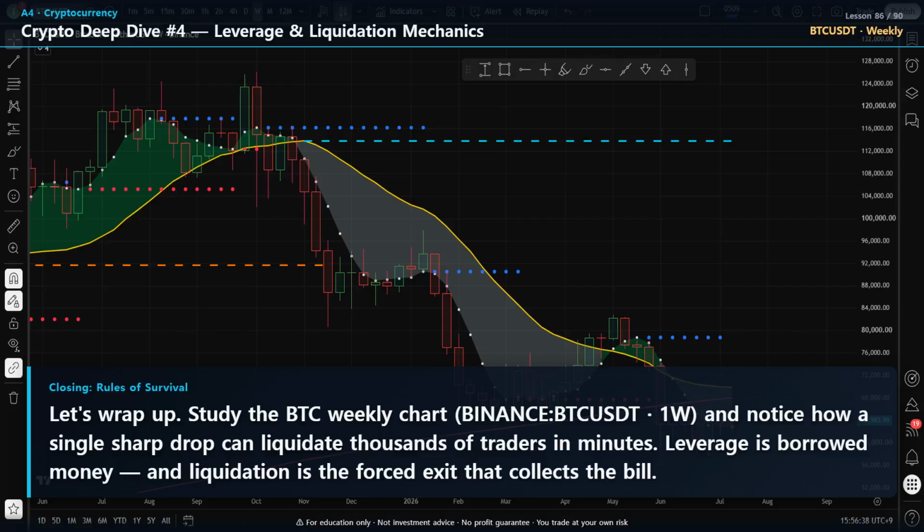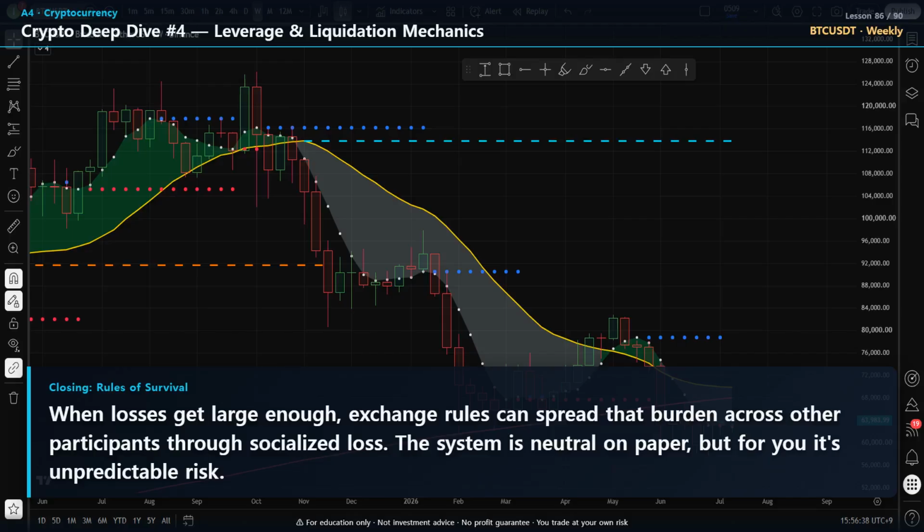Let's wrap up. Study the Bitcoin weekly chart, Binance, Bitcoin USDT 1W, and notice how a single sharp drop can liquidate thousands of traders in minutes. Leverage is borrowed money, and liquidation is the forced exit that collects the bill. When losses get large enough, exchange rules can spread that burden across other participants through socialized loss. The system is neutral on paper, but for you it's unpredictable risk.